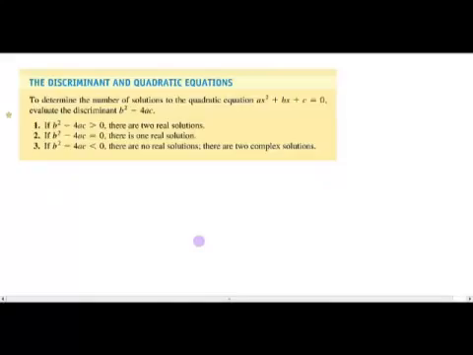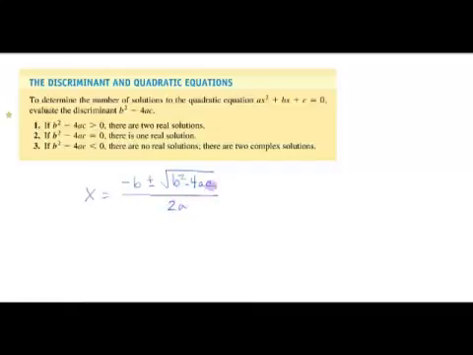The discriminant in quadratic equations. To determine the number of solutions to the quadratic equation ax squared plus bx plus c equals 0, evaluate the discriminant b squared minus 4ac. Now if you state the quadratic formula, you'll notice that the b squared minus 4ac is the radicand of the radical. So depending on what kind of number that is determines how many solutions we'll have to our equation.